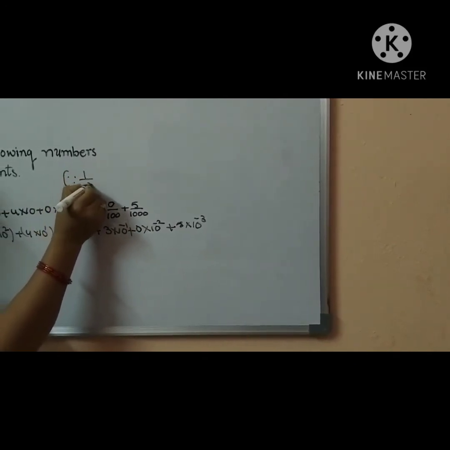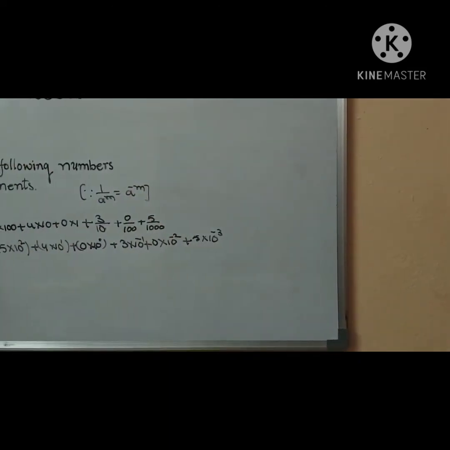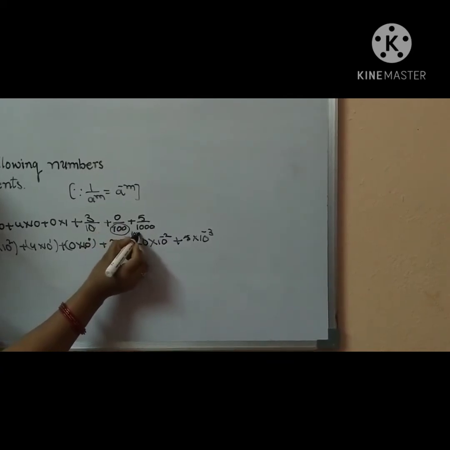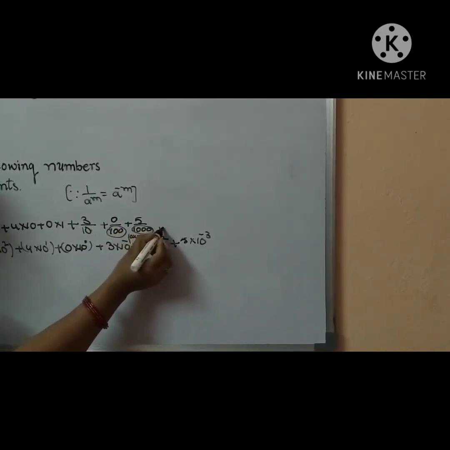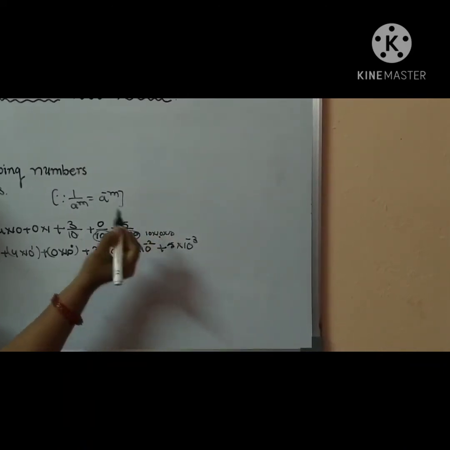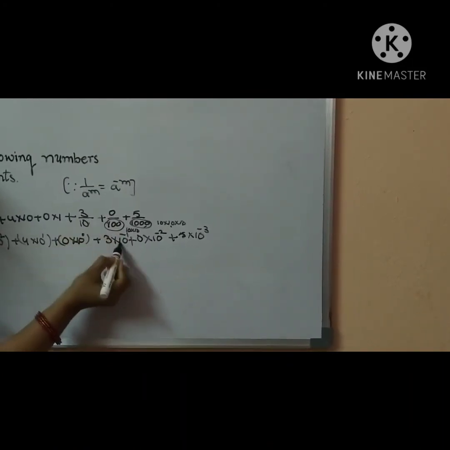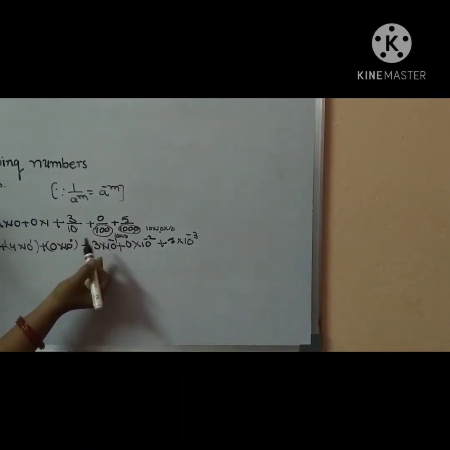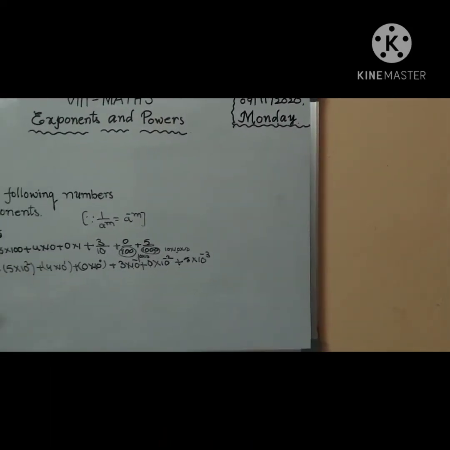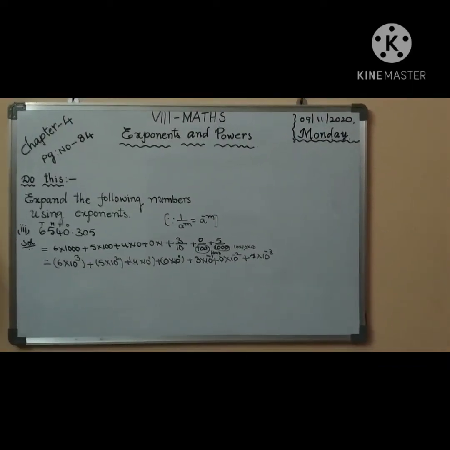1 by a power m equals a power minus m. Here the hundredths place is 10 into 10, and the thousandths place is 10 into 10 into 10. 10 tens are 100, 100 tens are 1000. Did you understand? So 1 by a power m is a power minus m. So, 3 into 10 power minus 1 plus 0 into 10 power minus 2 plus 5 into 10 power minus 3. It is the expanded form of decimal numbers. Okay.